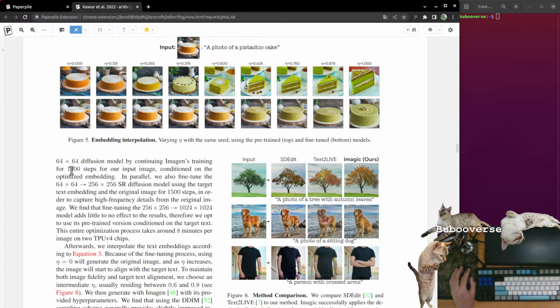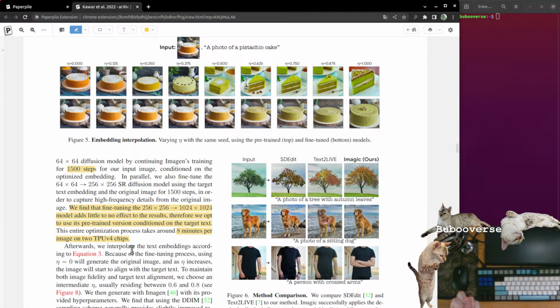They fine-tuned the diffusion model for 1500 steps, conditioned on the optimized embedding, and they're also fine-tuning these super resolution models. We find that fine-tuning has little to no effect. Eight minutes per image on 2 TPU v4 chips. So this is actually quite intense. All this fine-tuning, especially fine-tuning different resolution models, right?